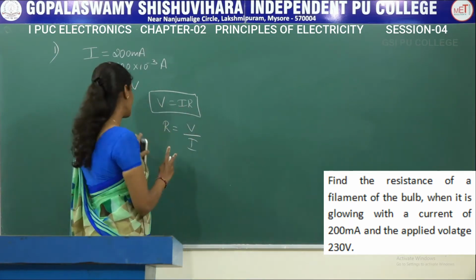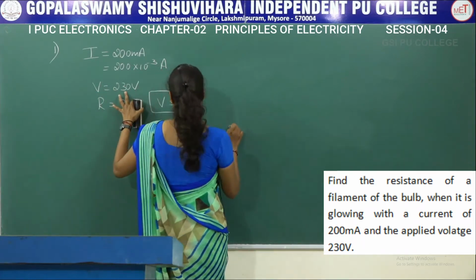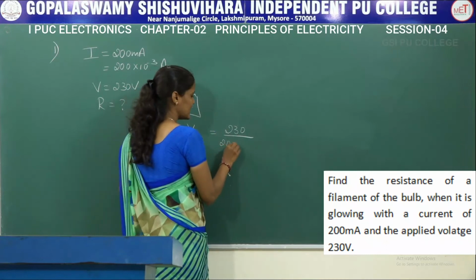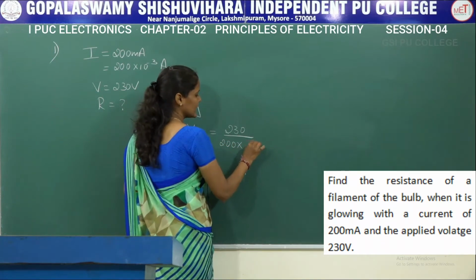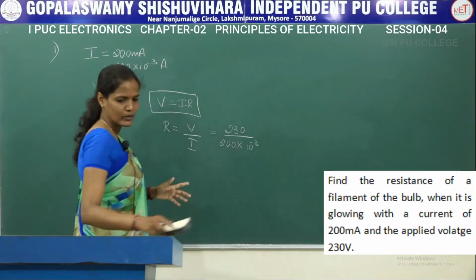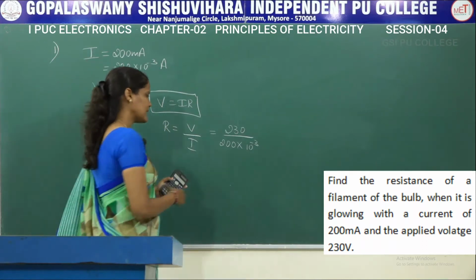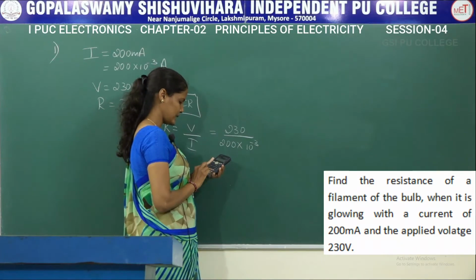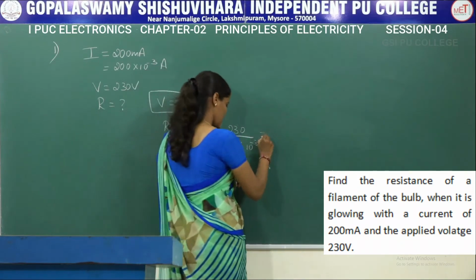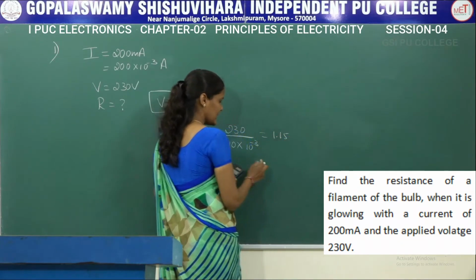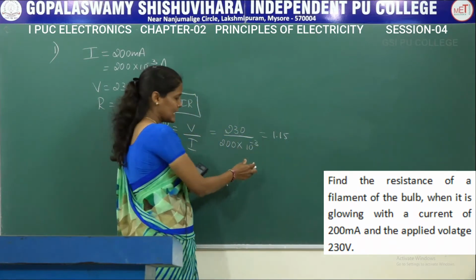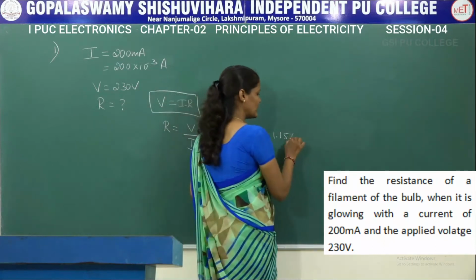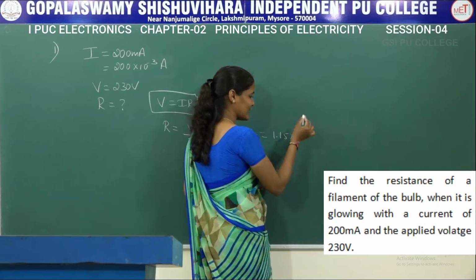I have just cross multiplied. So V value is 230. I value is 200 milli. Write the full 10 to the power of minus 3 and then calculate. Just calculate this part. 230 divided by 200 gives me 1.15. 10 to the power of minus 3 is in the denominator. When it goes to the numerator, its value will be equal to 10 to the power of plus 3.